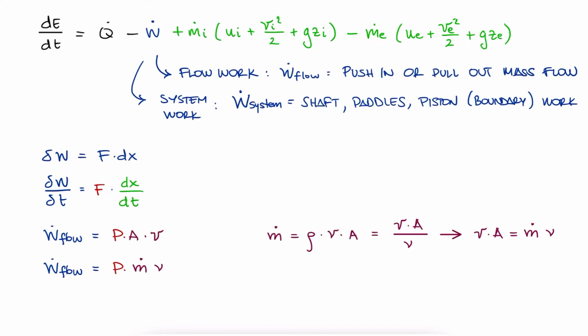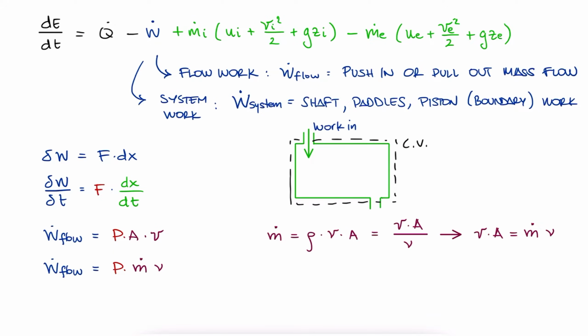When mentioning flow work for the first time just seconds ago, I said the work needed to push that mass flow into the system. This means that whenever fluid enters our control volume, work is done to the system. And because of our convention for work done to the system being negative, this flow work would be negative for the inlet of the fluid. And with the same thought process, when a fluid leaves our control volume, its flow work would be positive.